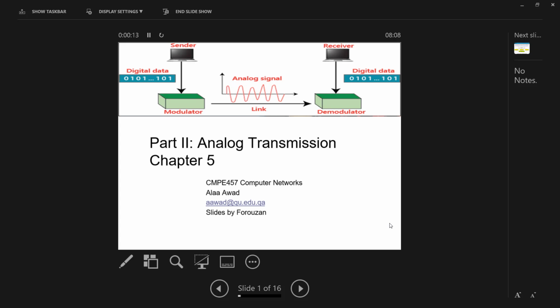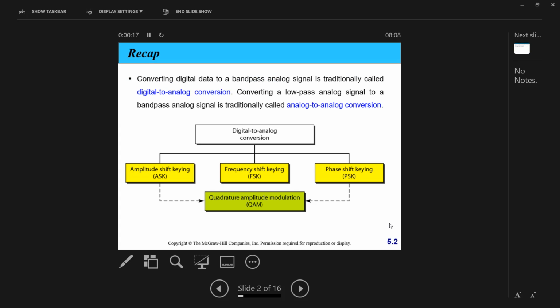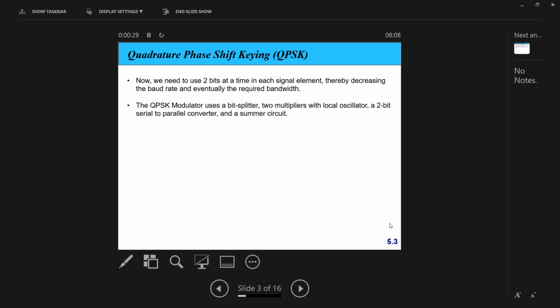Okay, good morning. So last time we started part two of chapter five, and we talked about amplitude. In this chapter, we talked about digital to analog conversion and analog to analog conversion. For digital to analog conversion, we study amplitude shift keying, frequency shift keying, phase shift keying, and QAM modulation.